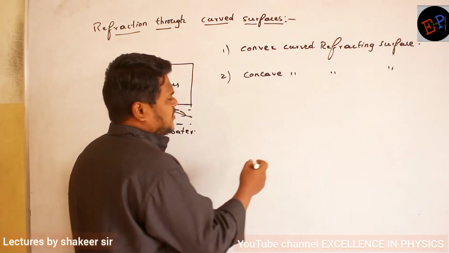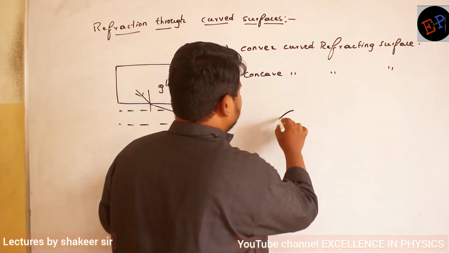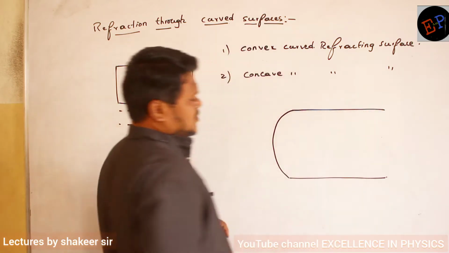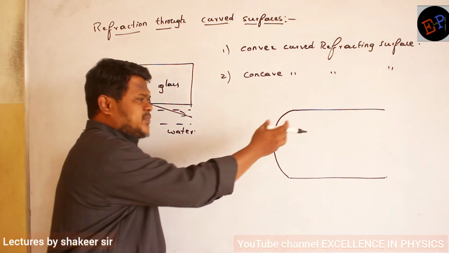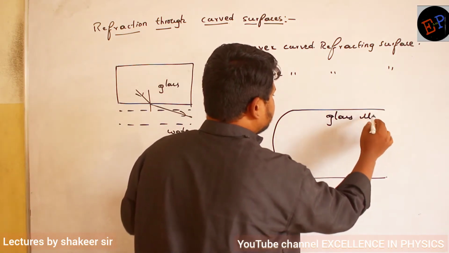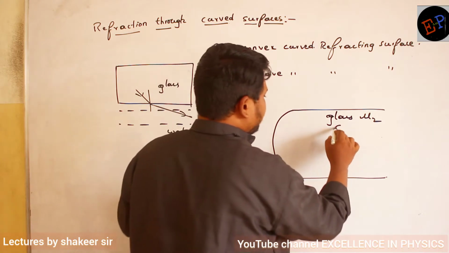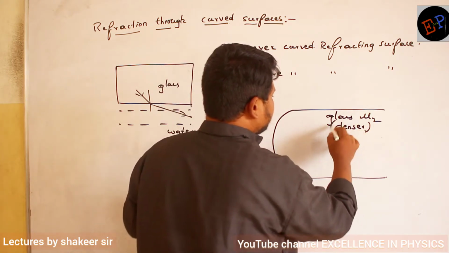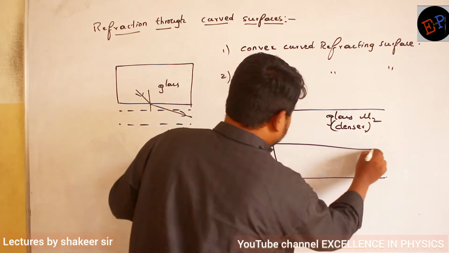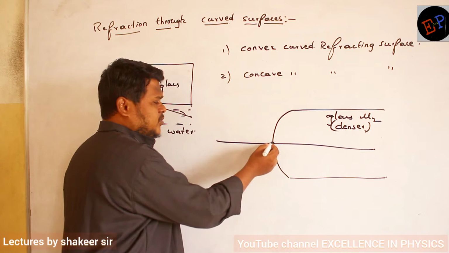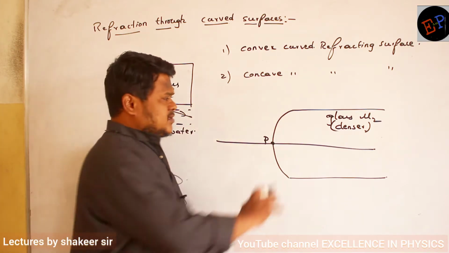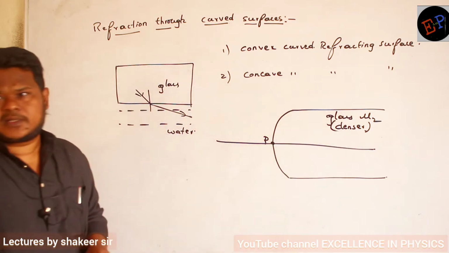For example, if I take a convex surface, then this is an example of a convex surface. Are you able to understand? So consider there is a piece of glass. Consider this whole thing is glass whose refractive index is mu2, and it is a denser medium. This is the principal axis which is passing through the pole of this convex surface. So this whole thing is made up of glass.